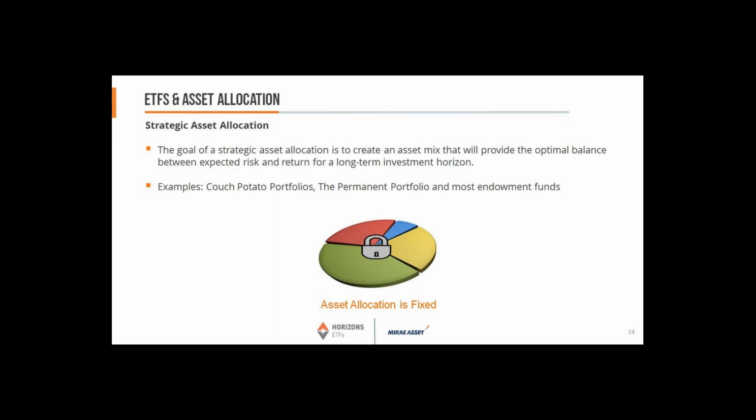So some examples of this are actually Canadian couch potato portfolios. I have no affiliation with Canadian couch potato, but I highly suggest if you're new to ETFs, you take a look at Canadian couch potato. It's a very simplistic way to understand how to build strategic asset allocation portfolios.